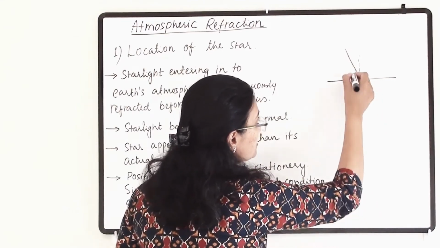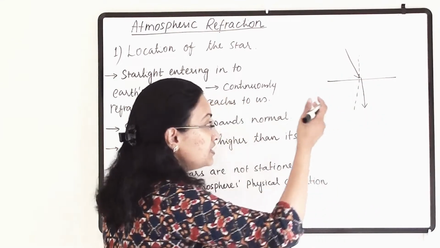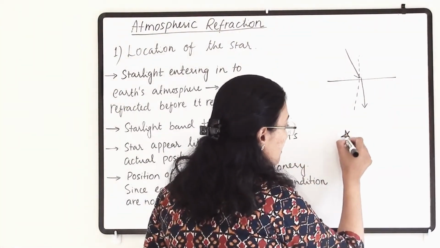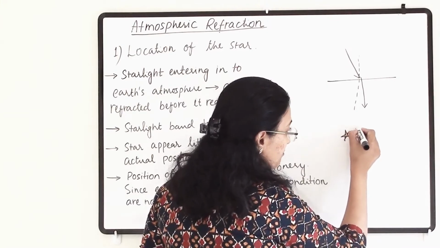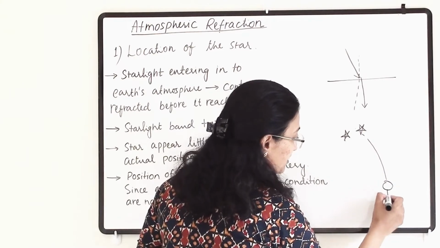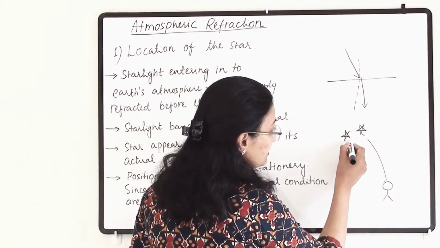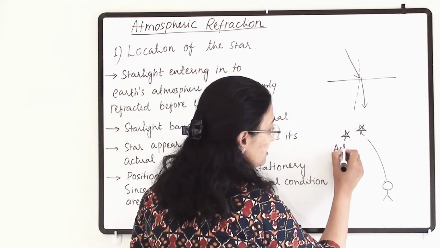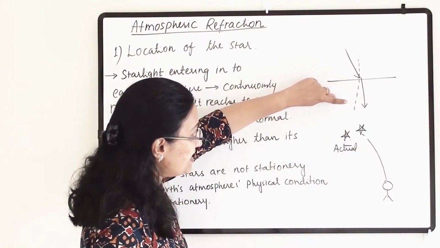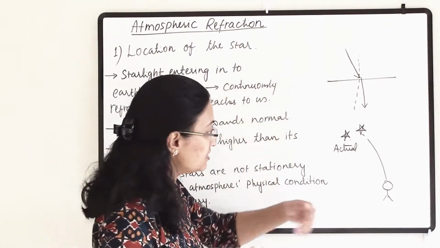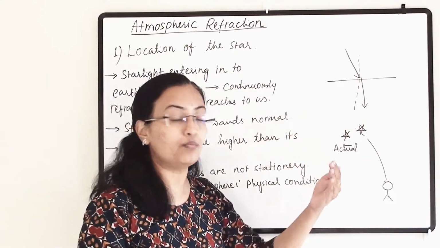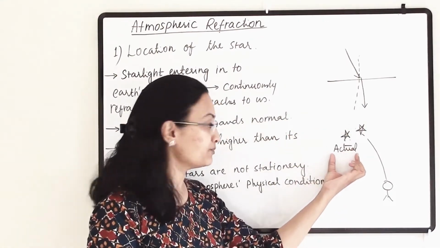It will move towards the normal as it enters the Earth's atmosphere. So as a result, if the star is here, we will be able to see the star a little bit above. If the person is standing here, then the actual position of the star is here, but we'll be able to see it here because the starlight is bending towards the normal. It is coming towards the normal. That's why the apparent position of the star will be a little bit above compared to the actual position.